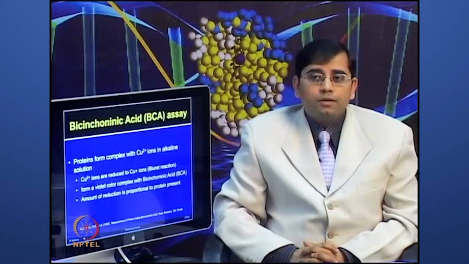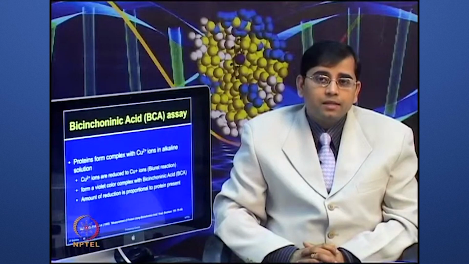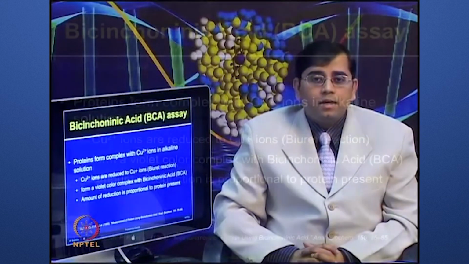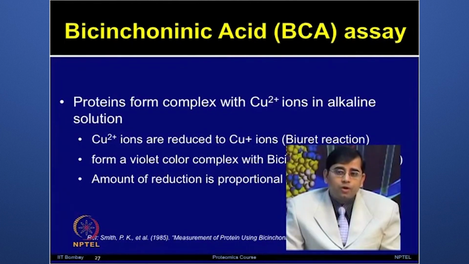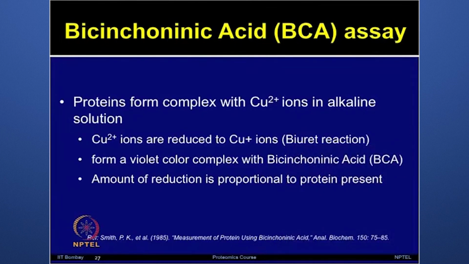So, now let us move on to the next assay, which is the BCA assay. In the BCA assay, the proteins form a complex with cupric ions in an alkaline solution. Now, these are reduced to cuprous ions in a biuret reaction. It forms a violet color complex with BCA, and the amount of this reduction is proportional to the protein present. So, by using this chemistry, one can know how much protein is present in the given sample.